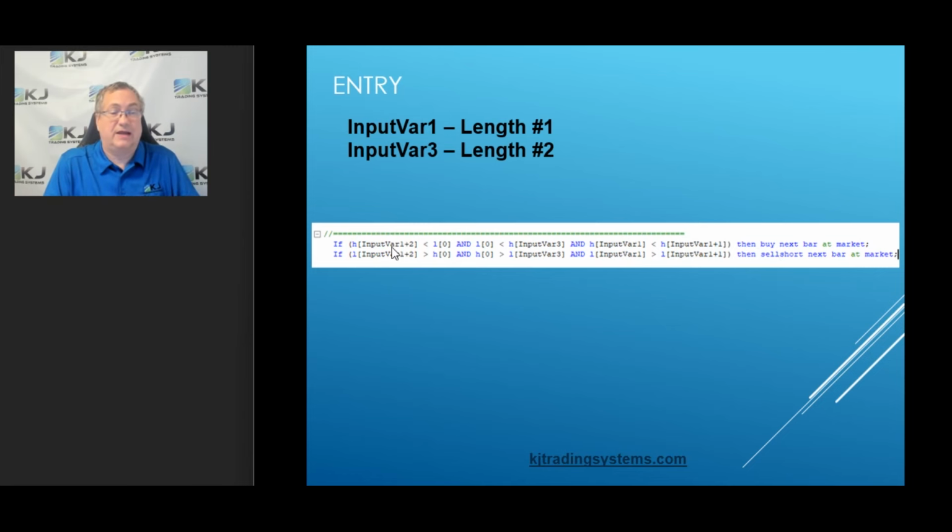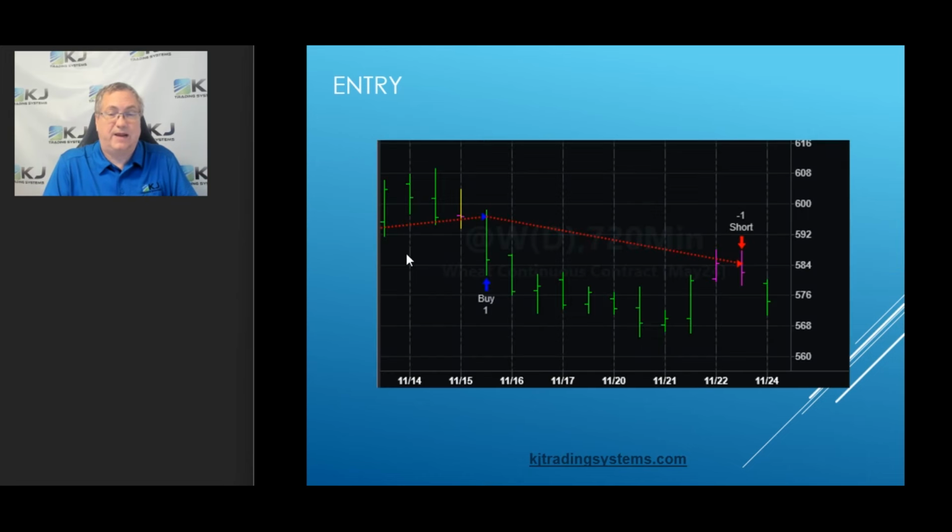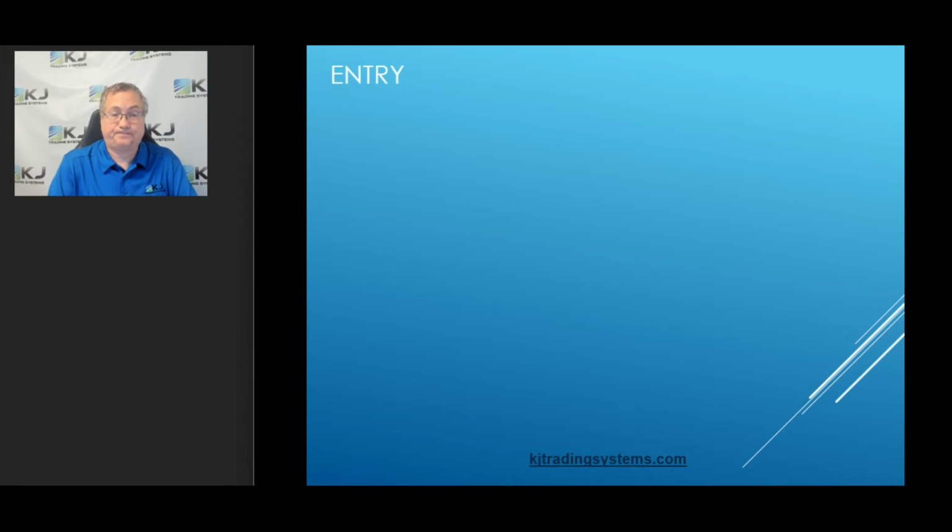So you can actually optimize with input var1 and input var3. And that's what I did. And again, here's a blow up of a trade. Hard to tell what's going on other than, hey, the show me said there's my signal, and then it placed the trade at the open in the next bar.